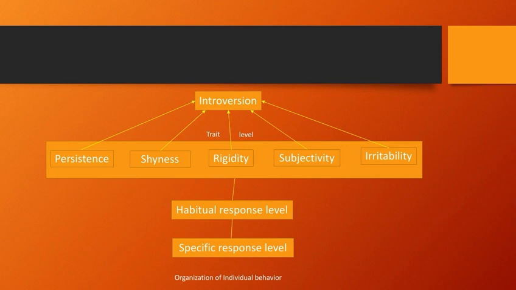The fourth level is the organization of these traits into a general type. A type is defined as a group of correlated traits. These traits have been grouped into a type termed introversion. That means a person who has such kind of trait level can be labeled as an introvert person. That means that person has the introvert personality.